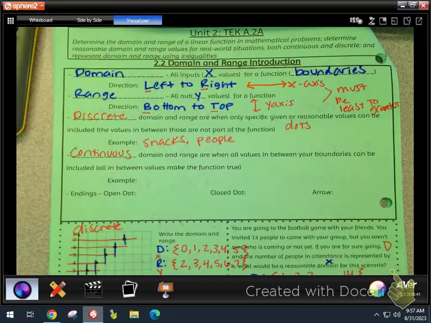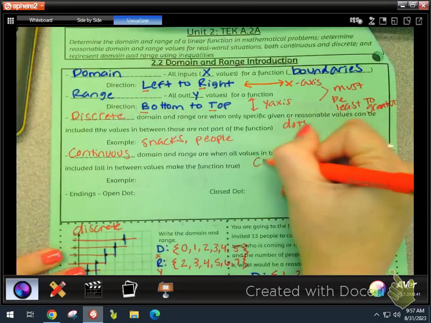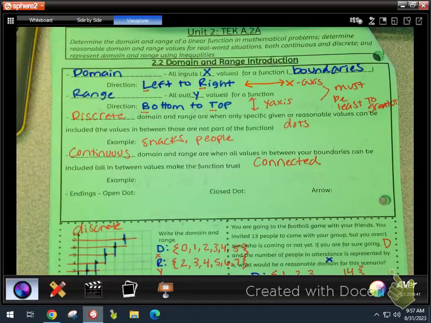Continuous domain and range are when all the values in between your boundaries can be included, okay? So you have your boundaries there, and your graph is connected. This is the key word here. Continuous means it's connected. So if you look at a graph and it is not just dots, it is a line, it is a curve, there may be an arrow or two. That is continuous, okay? Continuous is connected. Say it. Continuous is connected, okay? So when we look at our graphs and we have to determine which one is which, we're seeing are the points connected. And that means we're in a continuous situation.